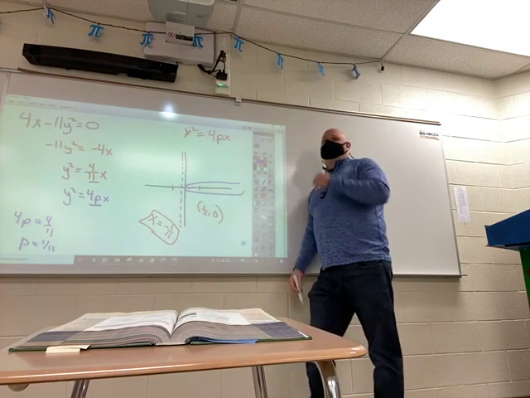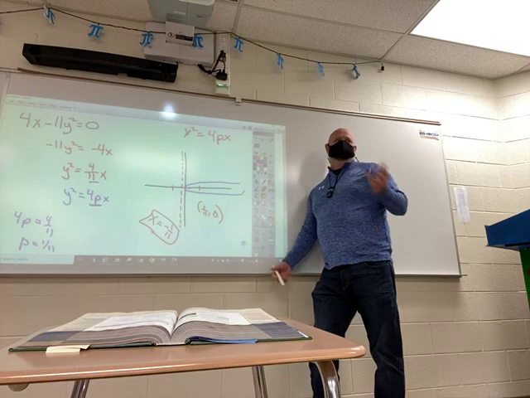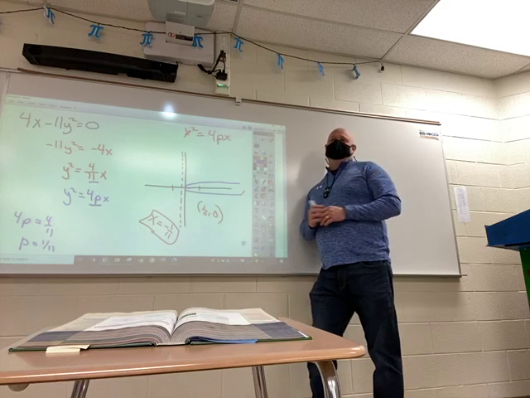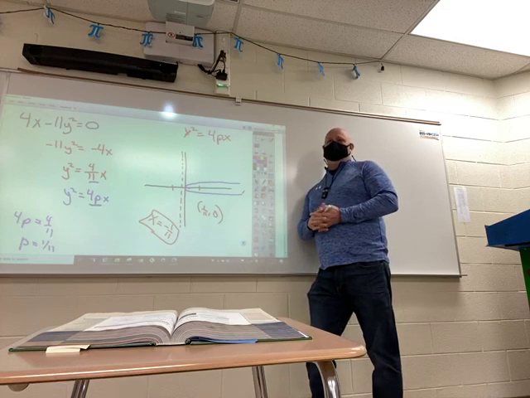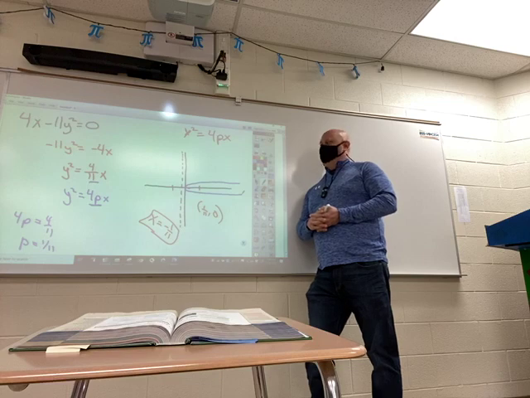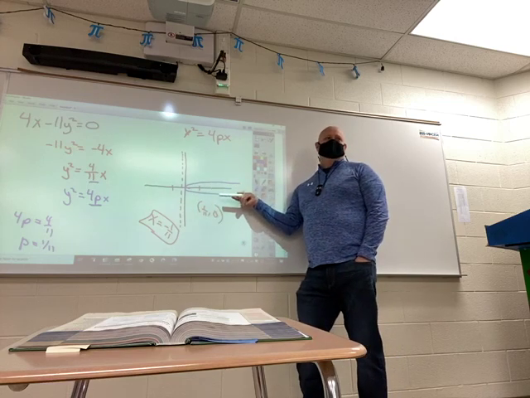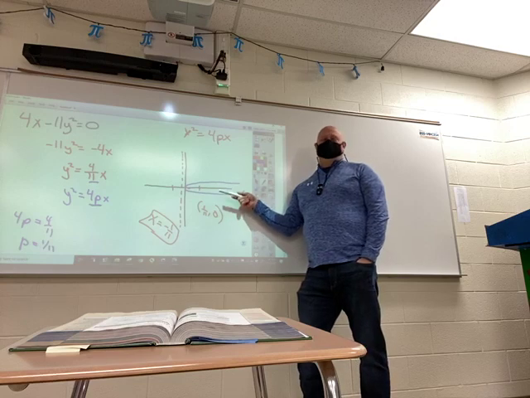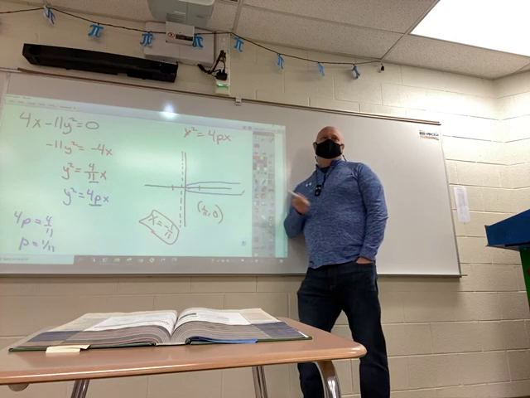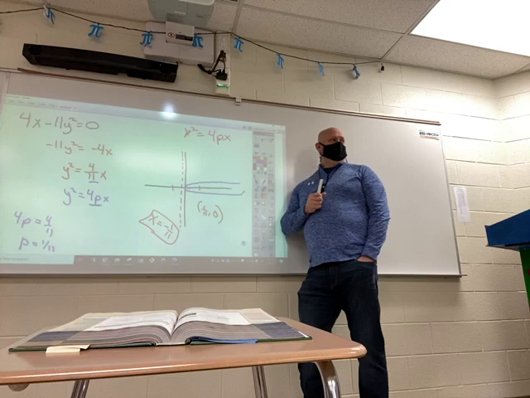Now, one thing I did forget to mention was axis of symmetry. But that's, where can you fold it in half? Is this symmetric over the y-axis or the x-axis? X-axis. So the axis of symmetry in this case would be the x-axis. Yes.